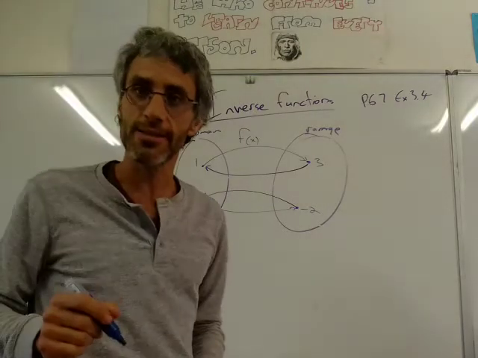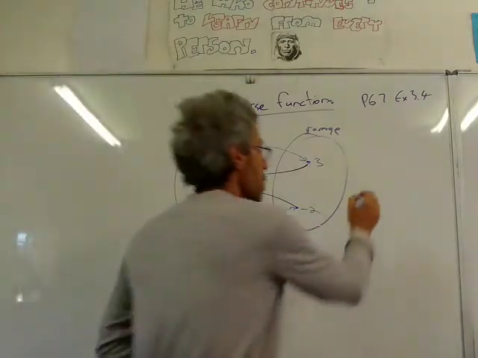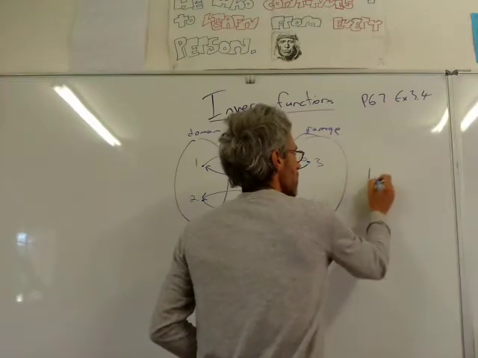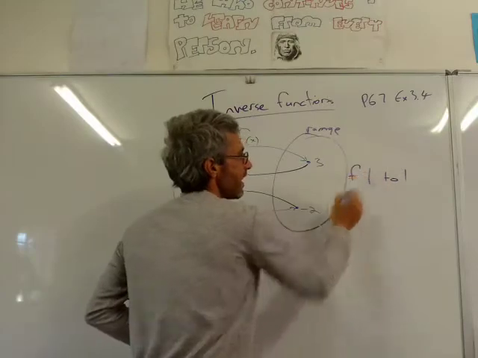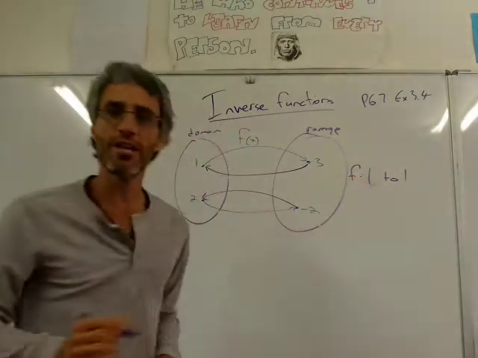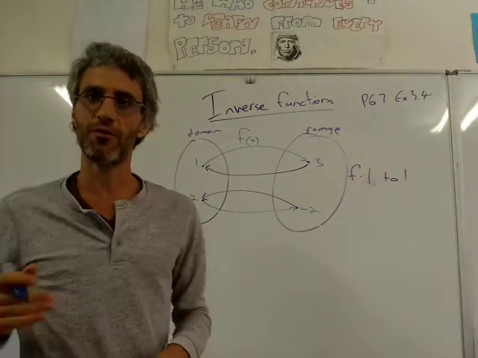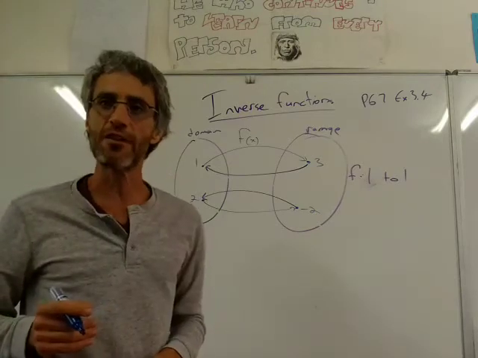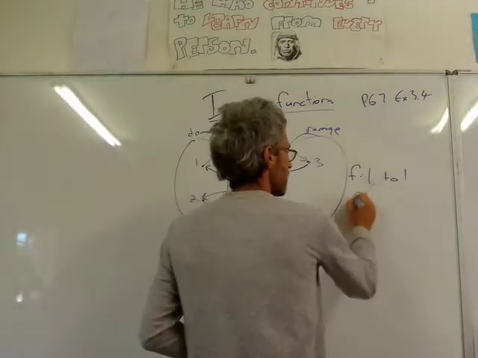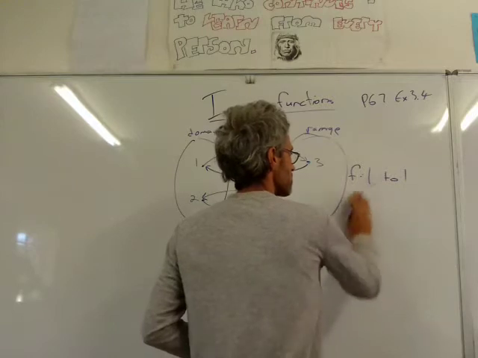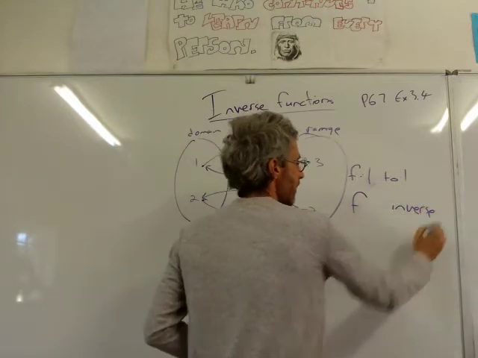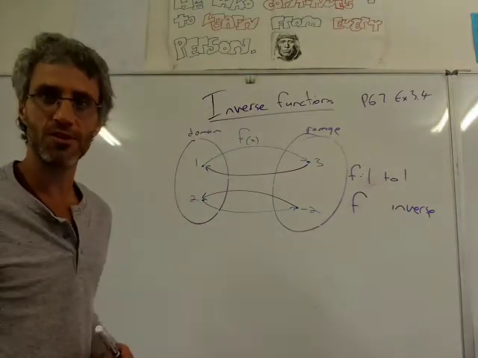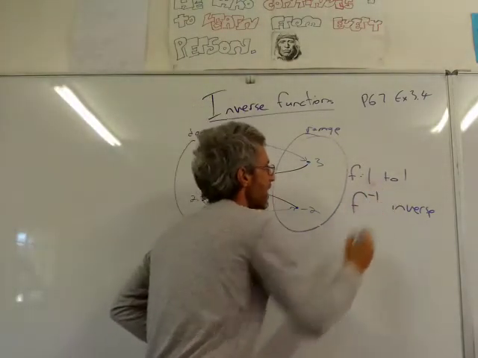Now the answer is yes. If it is one-to-one, only one-to-one, I'll write down 1 to 1. If f is 1 to 1, then there is a function that does everything in reverse, and that's called the inverse function. The symbol for the inverse function is basically f minus 1.